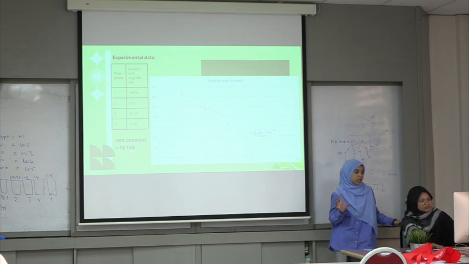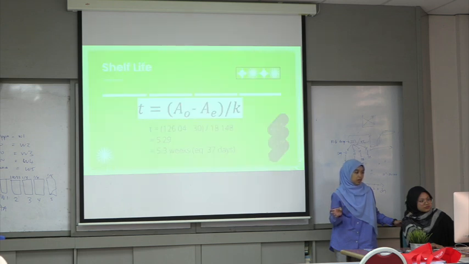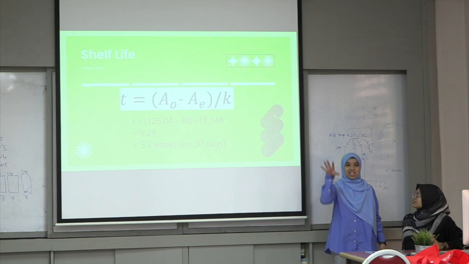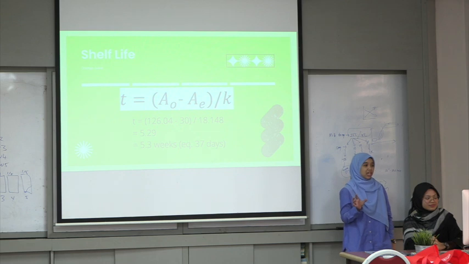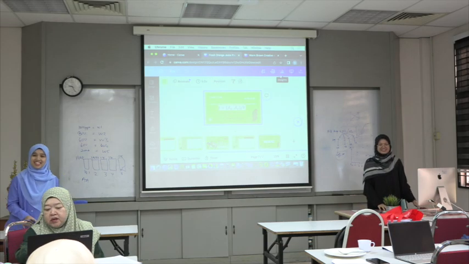So once we get the k, in order for us to get the shelf life, the t, we just put into this formula. From this formula we use A0 minus Ae over k, because the data shows a decline, so that's why we use negative. So we get t equals 5.29, which is equivalent to 37 days. Any questions?